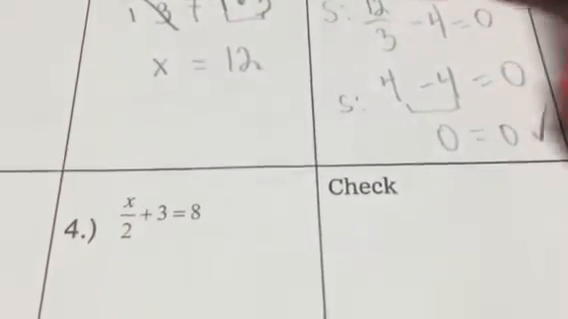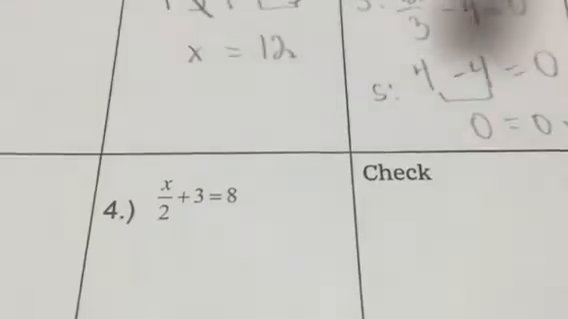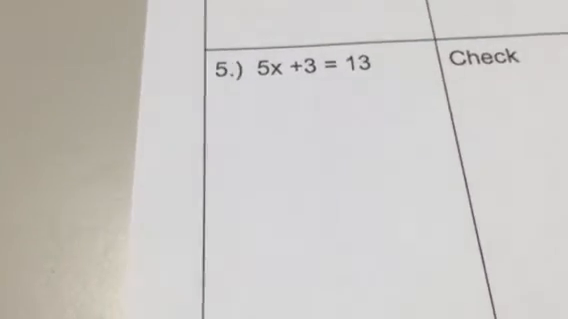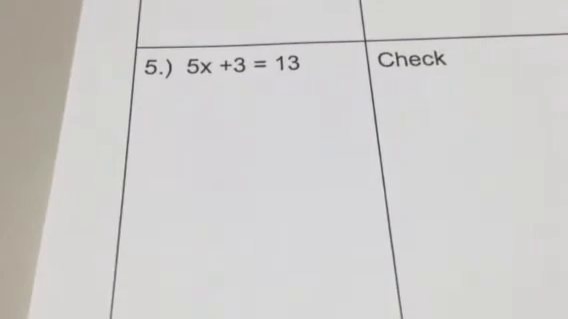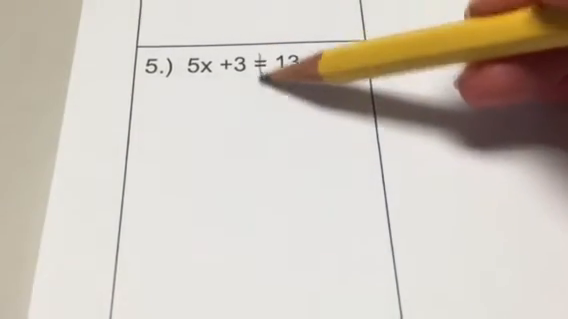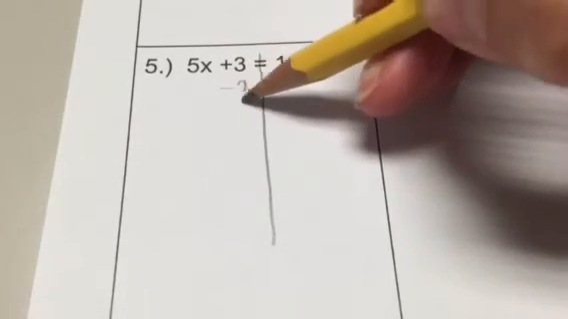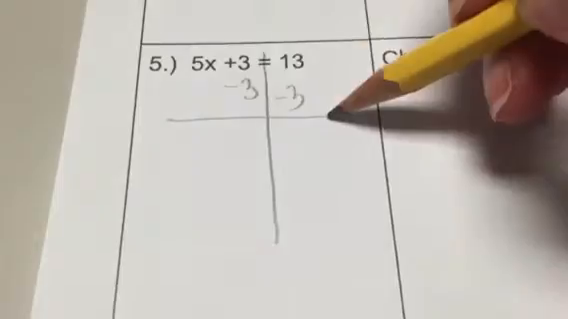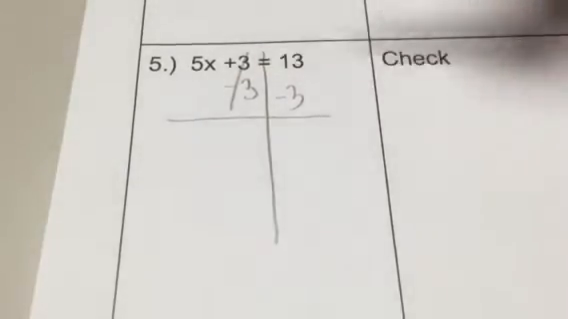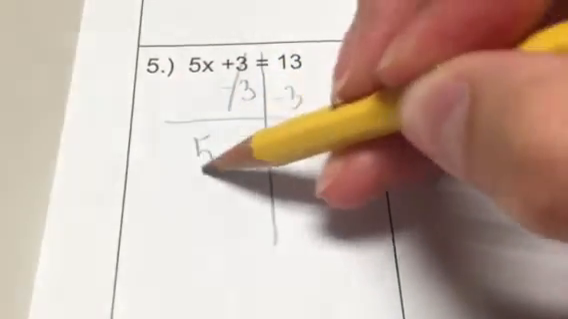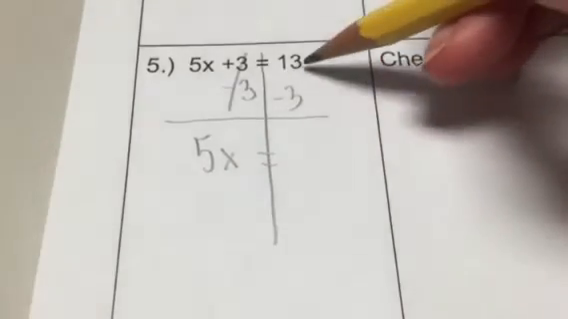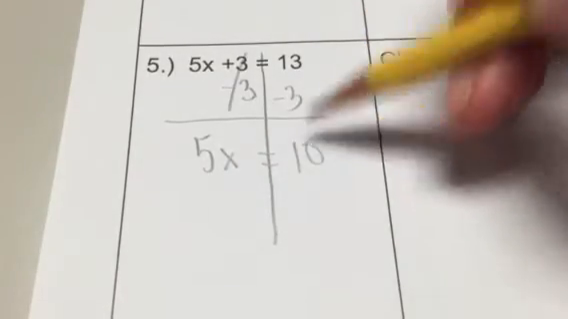Okay, let's go over to number 5. So for number 5, if I draw my line down, first thing I'm going to look for is adding or subtracting. So I see a plus 3, and I'm going to do the opposite of that, which is to subtract 3. The 3's reduce, becomes 0. I'm left with 5 times x, and then 13 minus 3 is 10.